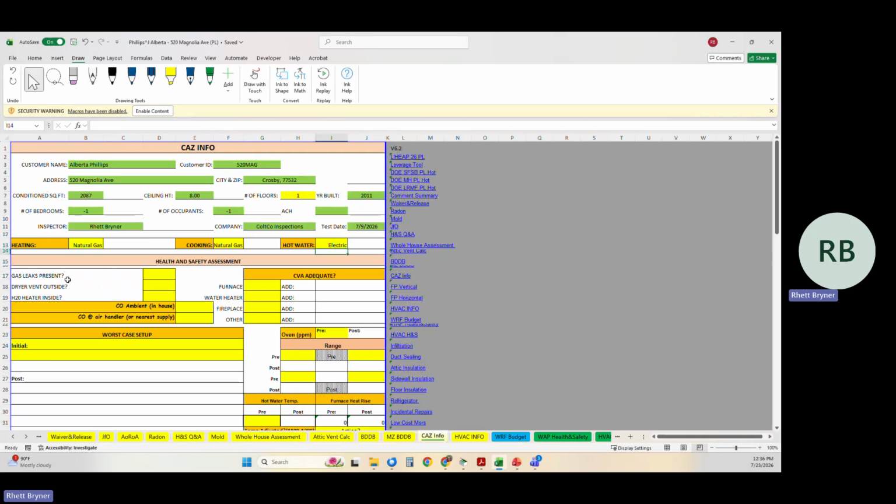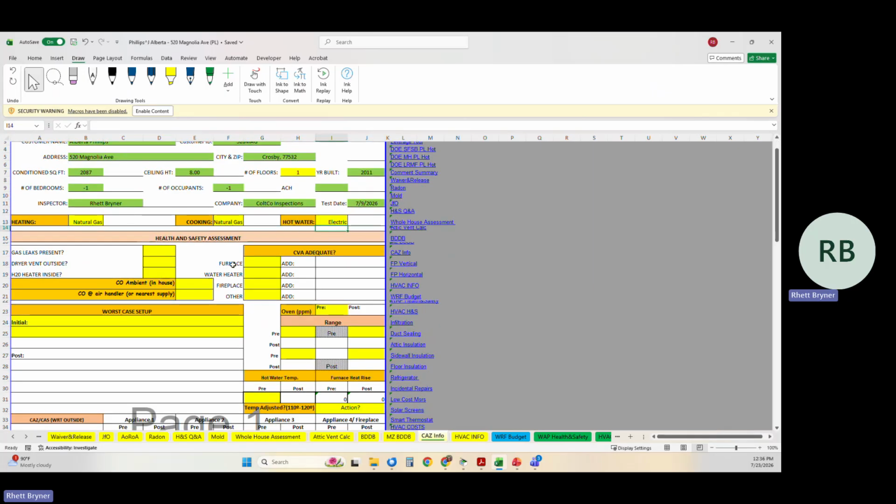All right, next, you're going to answer all these sort of random questions up here at the top before you move on. Were there any gas leaks present when you did the inspection? In this case, no. If you do smell gas during inspection, you're going to pause and look for any kind of gas leaks. Does the dryer vent outside? Yes, it does. Was a hot H2O heater inside? No, it was not.